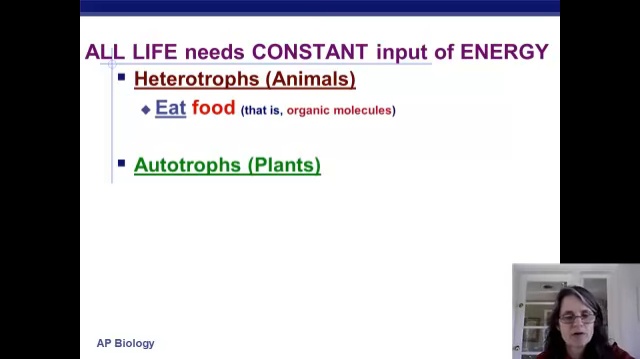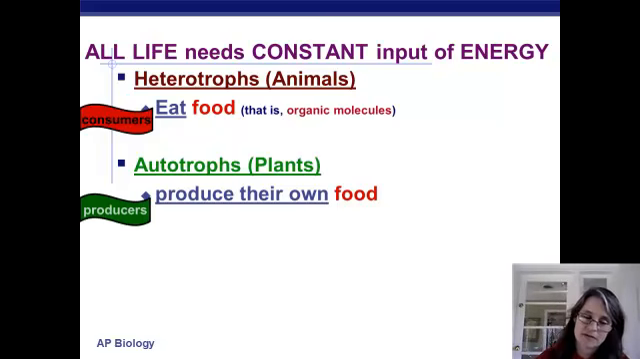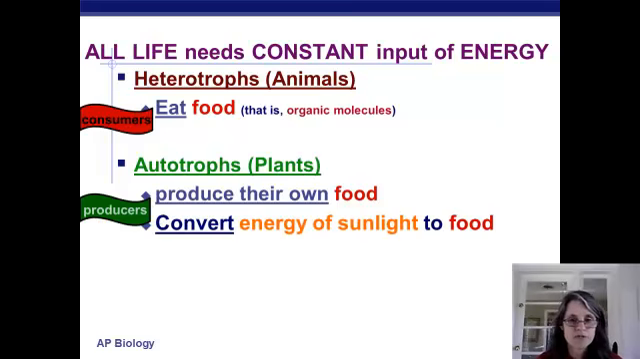Now, heterotrophs get that energy by eating food. They eat organic molecules, okay? And because of that, remember, we call them consumers. Autotrophs need food also. They differ from us heterotrophs because they can make their own food. They do not need to go out and kill something and eat it, or go to the refrigerator and make a sandwich. They make their own food right in their own tissues. And because of that, we call them producers.